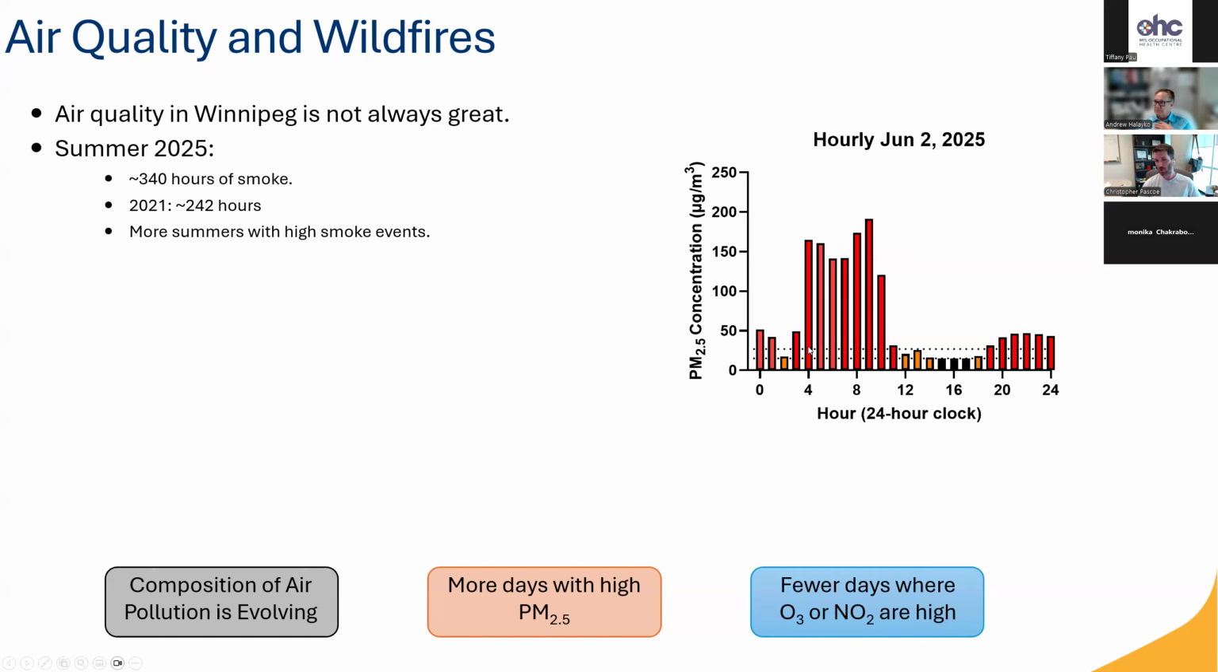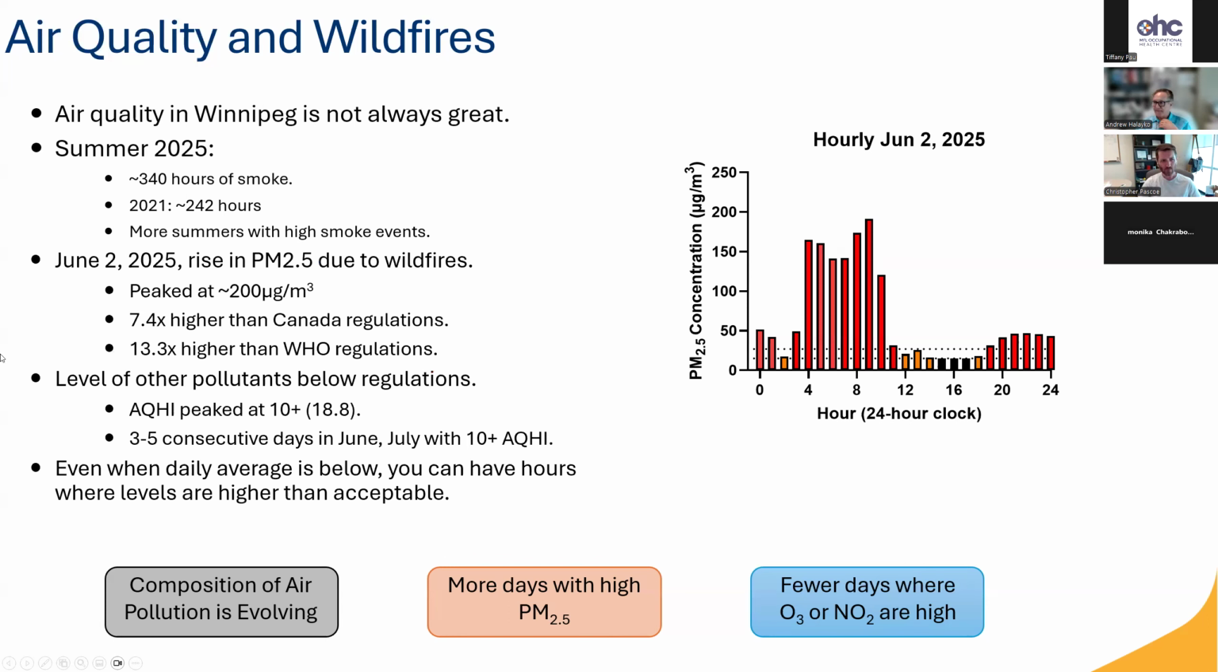And so on this day from 4 a.m. till about 9 a.m., we were orders of magnitude above the Canadian standards. It peaked on this day around 200 micrograms per meter cubed, which was 7 times higher than the Canadian standards, 13 times higher than WHO. AQHI was recorded at a 10 plus, but if you do the calculation and you don't round that number, the daily AQHI for that day was almost a 19.